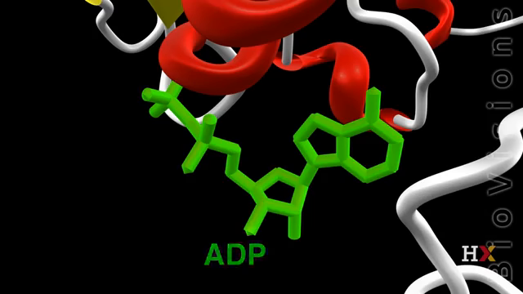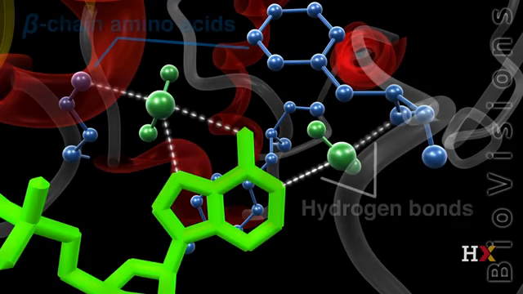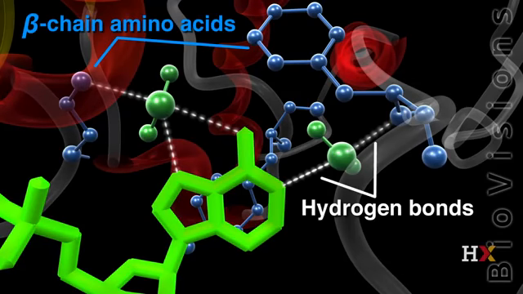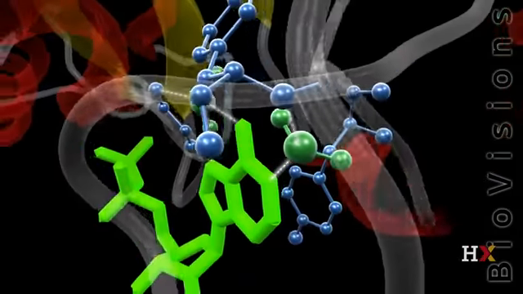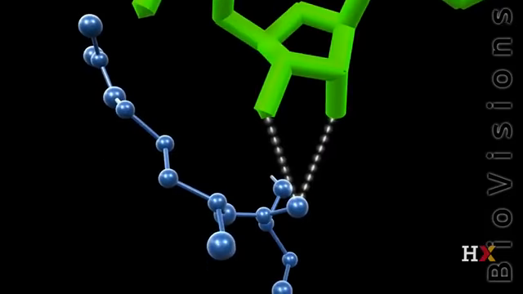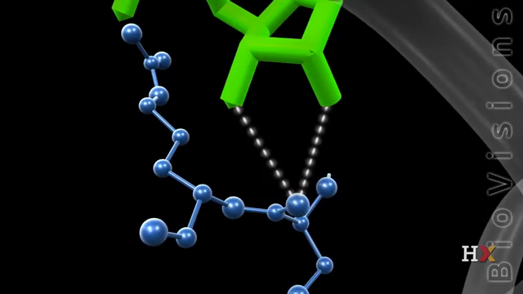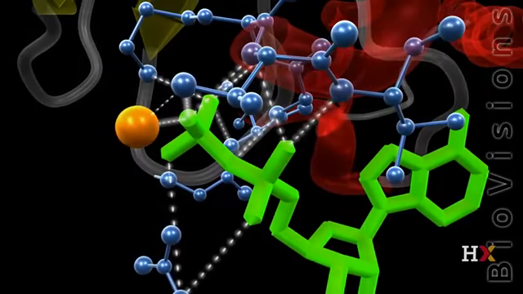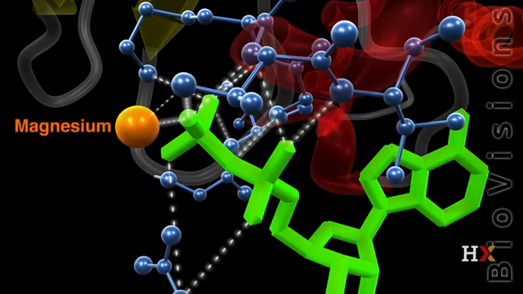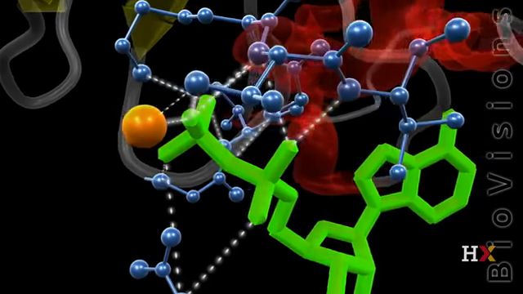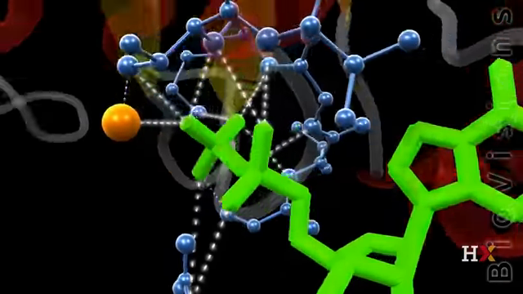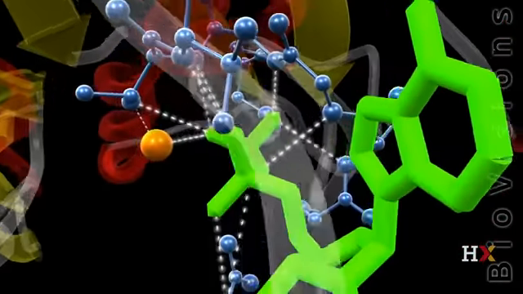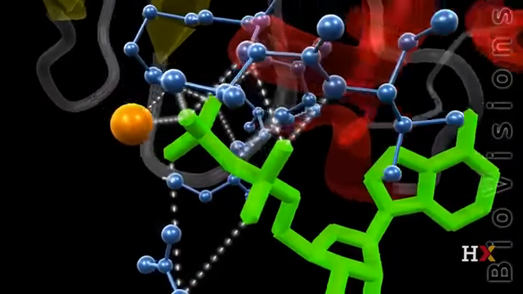Here is ADP with its two phosphates. They are all held in place by a network of hydrogen bonds mediated by the amino acids in the folded structure of the beta subunit. Hydrogen bonds stabilize the base and the sugar, but really primarily the base. There's also a magnesium ion that plays a critical role in not just stabilizing, but also neutralizing the charge of the phosphates. Notice the conformational changes that are happening when the inorganic phosphate comes in.